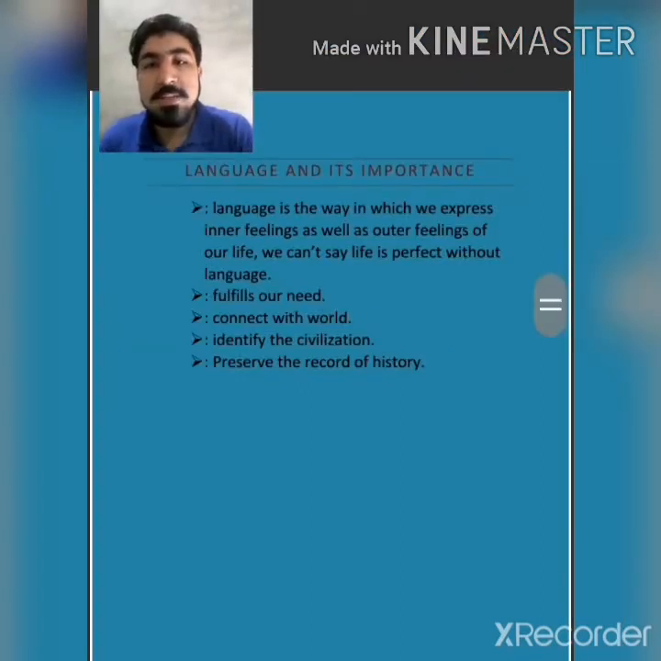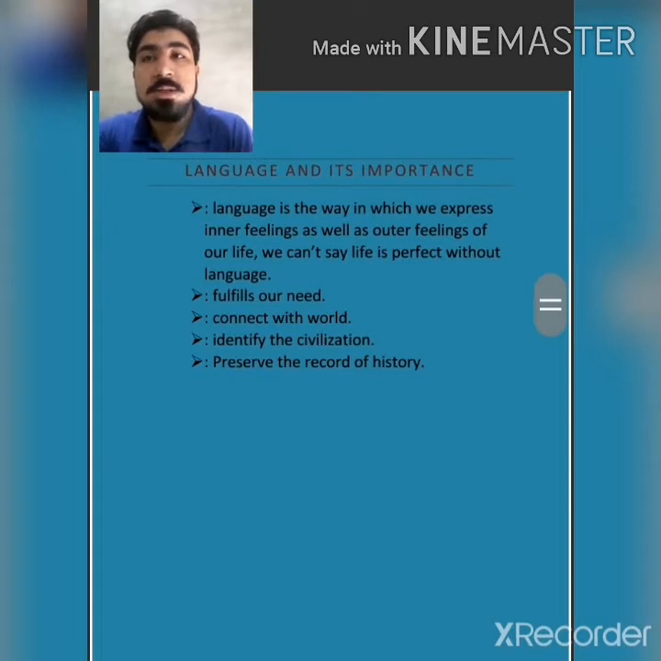So actually, what is language and its importance? Basically, language is the way in which we express inner feelings as well as outer feelings of our life. We can't say life is perfect without language. Everyone knows that we share sorrows and happiness with friends and relatives. We use language. It means language is important. Language is used in every matter. Life is not complete without language.